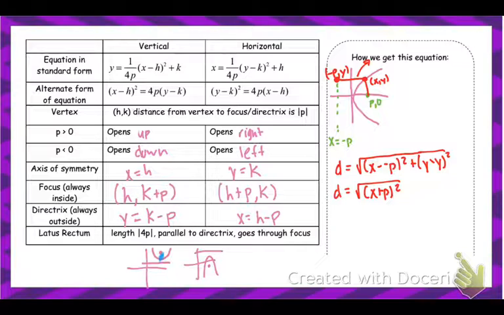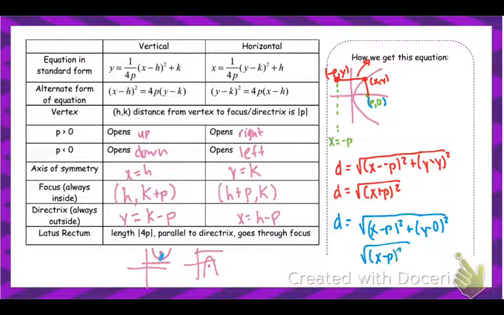Well, now let's find the distance between the focus and your point. Okay, well, the focus is at p comma 0. So this would be x minus p squared plus y minus 0 squared. So this becomes the square root of x minus p squared plus y squared. Okay, so now we have our two distances. Well, what we know about every point on this parabola is that those two distances are equal. So that means that the square root of x plus p squared is equal to the square root of x minus p squared plus y squared.